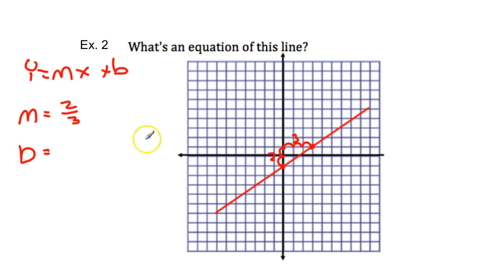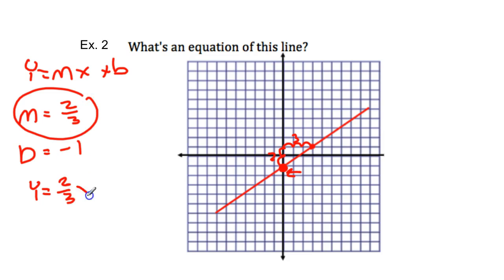Now I need to find the y-intercept. Here's the y-axis. Where does this cross? That's right there. That is negative 1. I started at the origin and I went down 1. So negative 1. Now I need to plug it in. So y equals, instead of m, I put 2 over 3, then I write x, and then I write plus, and my b is negative 1. There you go. But again, you have a plus and a minus right there.